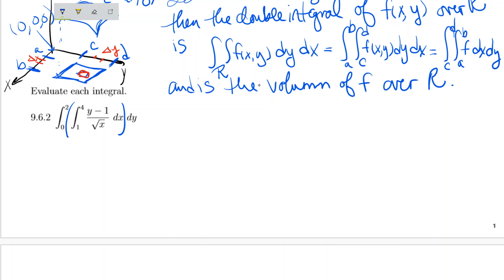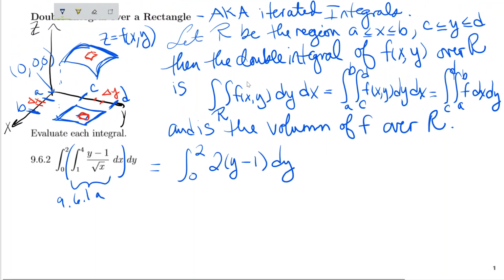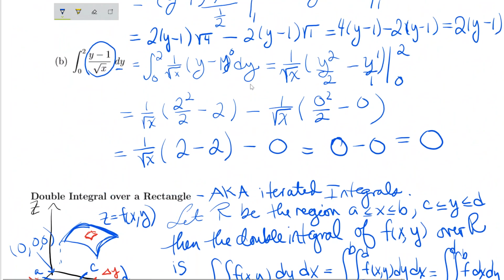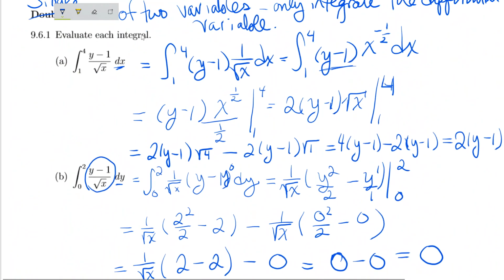Hopefully that inside integral you recognize as 9.6.1a. So we've already done the inside one, I just need to do the outside one. I already did this and got 2y minus 1, and then I've got the dy to deal with still. I'm going to scroll up really quick just so you can see that yes, indeed, that is what we got. That was this guy right here.